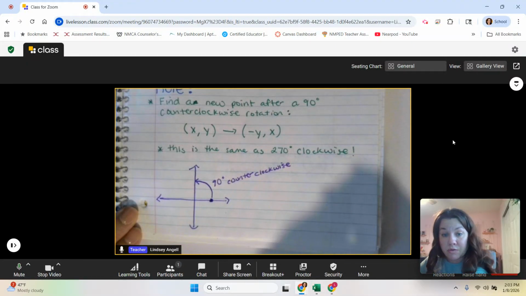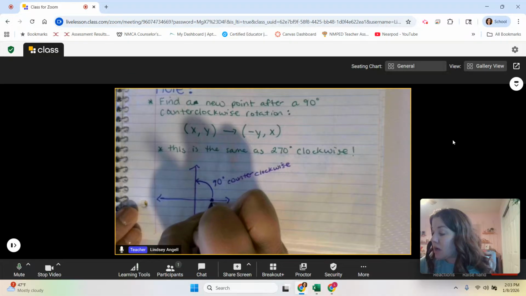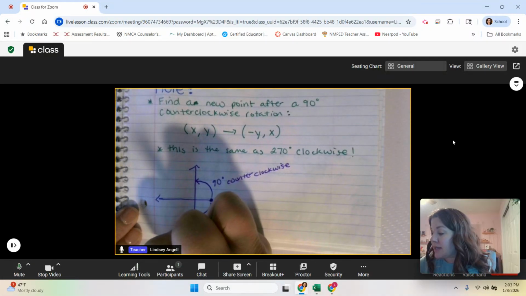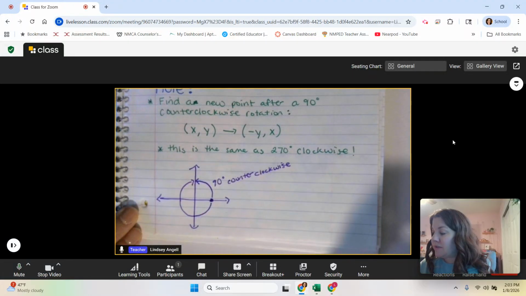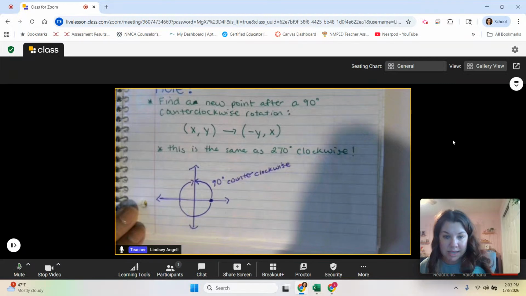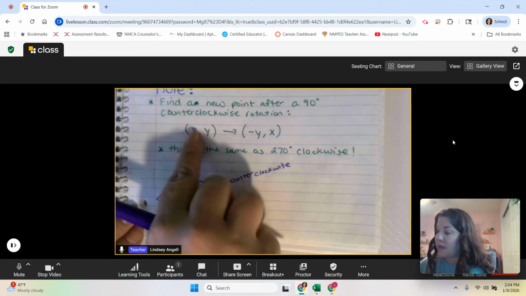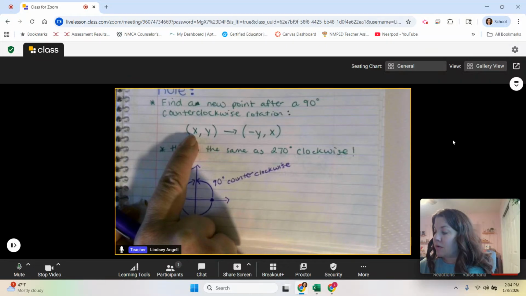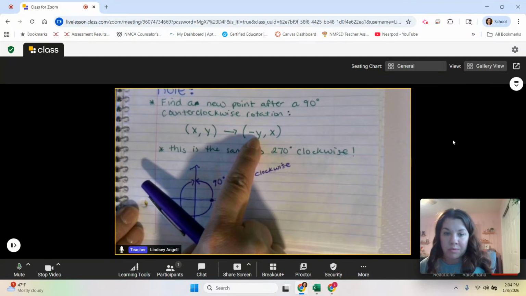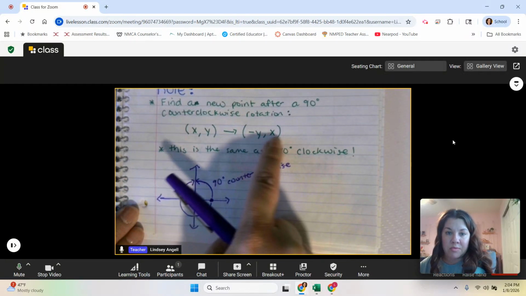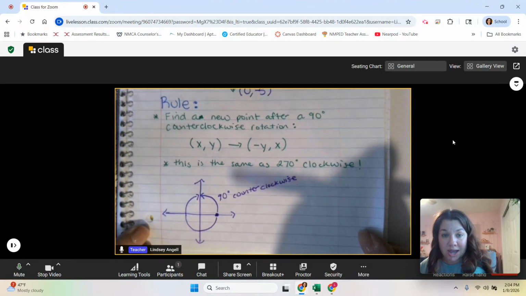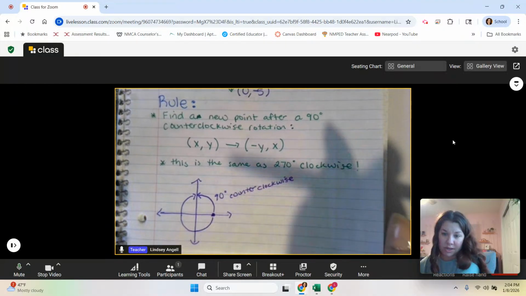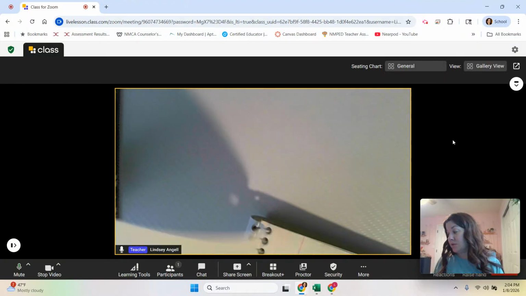The same is true for 270 degrees clockwise. So going from here, there's 90 going clockwise, 180 going clockwise, 270 going clockwise. We land at that exact same point. And here's the rule for that. If you do 90 degrees counterclockwise, your x value becomes the opposite of your y value, and your y value becomes your x value. So, again, screenshot that because it's going to come back. It's in your lesson too, but you might as well take notes.